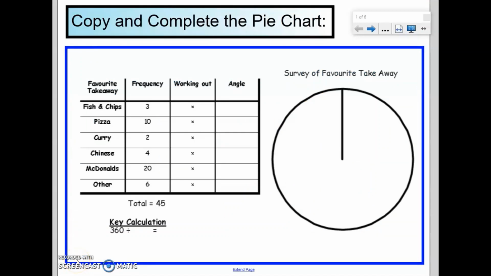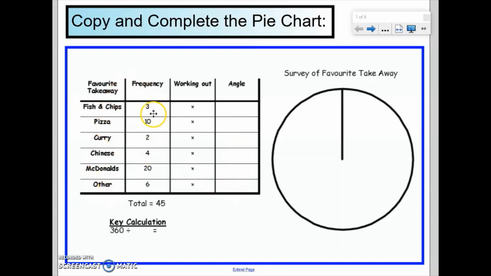So now it's your turn to have a go at a few questions. I put a question on the screen, and for this question, I'd like you to copy out and complete the table, showing me your working out and showing me how you calculated each angle in the pie chart. Then I'd like you to use your ruler and protractor to draw a nice, accurate pie chart. Down here at the bottom, I put a little reminder on the key calculation that you'll need to apply in order to work out each angle.